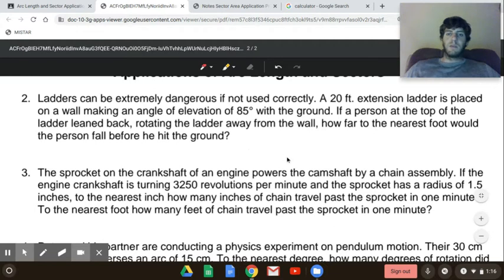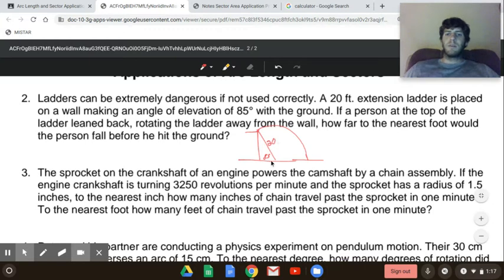Basically, you have a wall here. You have a ladder leaning against it at an angle of 85 degrees. I didn't draw the ladder very well. It's pretty steep. 85 degrees is very steep, right? Steeper than that even. So there's 85. If the person leans back and the ladder falls, it's going to fall this way. Keep in mind the ladder is 20 feet.